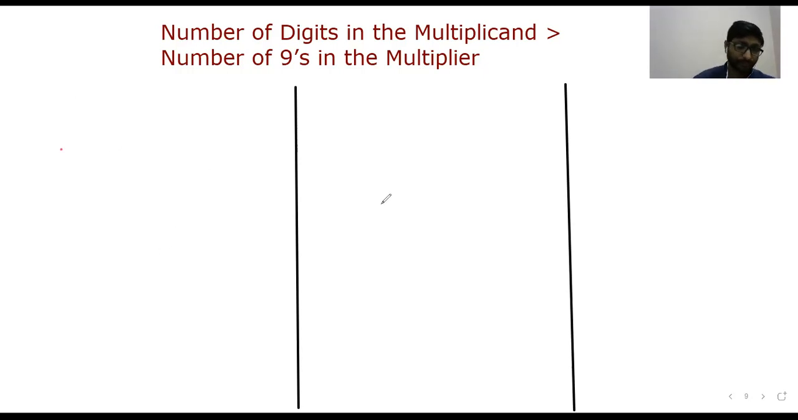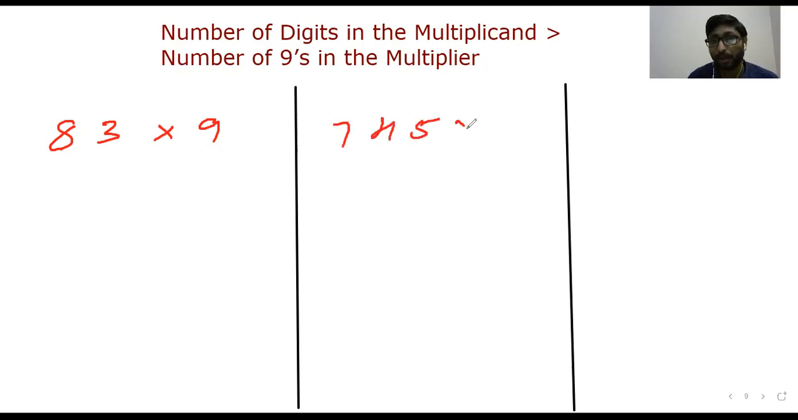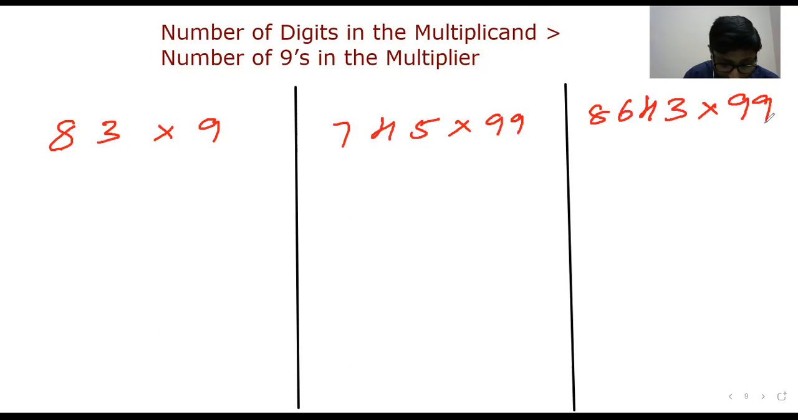Let's say 83 multiplied by 9. 83 multiplied by 9. Okay, and 745 multiplied by 99. 8643 multiplied by 99. See, here it is very simple. Okay, here it is very simple.